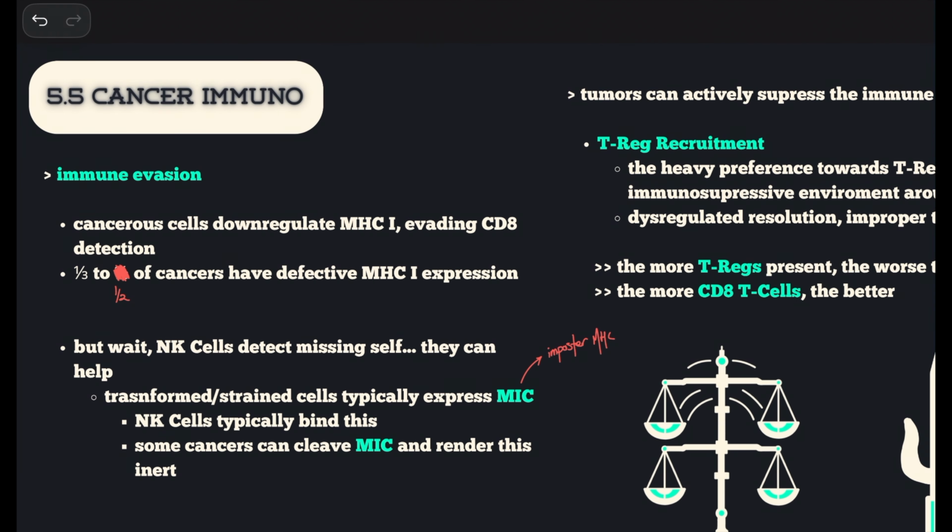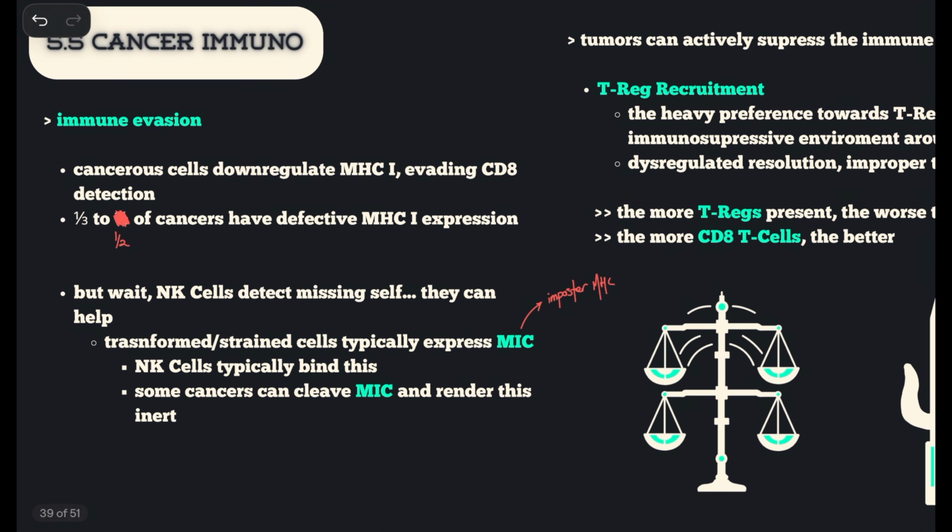Another mechanism here, immune evasion. Cancerous cells are really good at downregulating MHC1. That's really important because that's how the CD8 T cell understands that something's wrong. So very smart by them to get rid of that tag. One third to one half of cancers have defective MHC1 expression. So that explains why some of them persist so much.